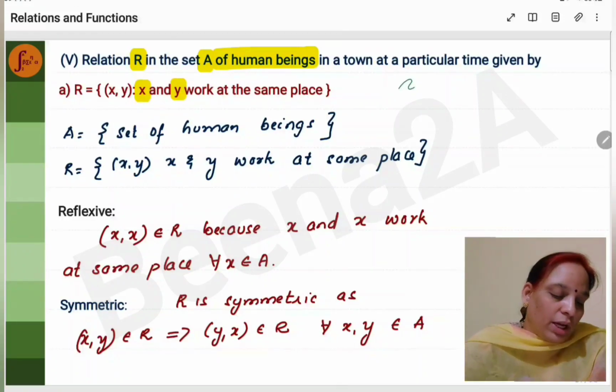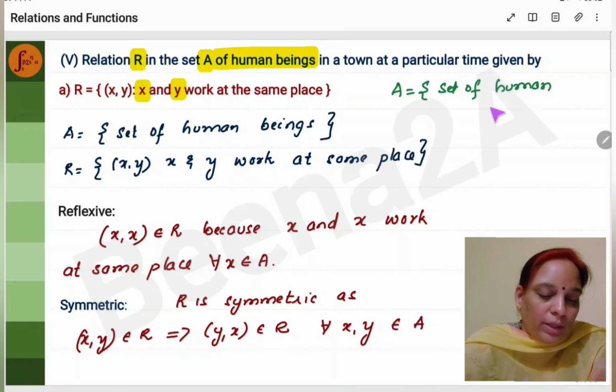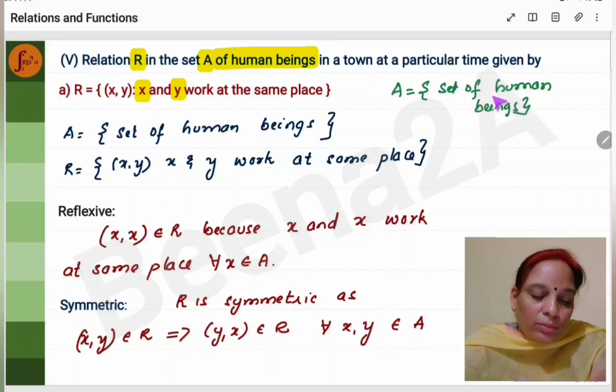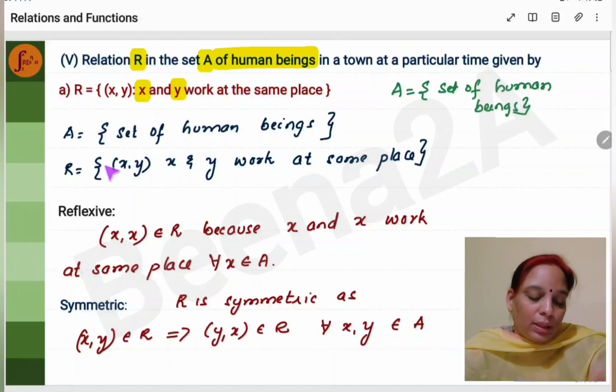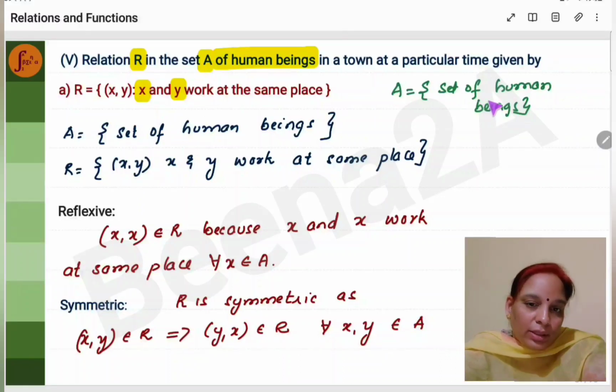So you have set A, which is a set of human beings, right? And the relation is all these human beings work at the same place. They work at the same place, right? So that is what we'll have to figure out, if it's symmetric, transitive, and reflexive.